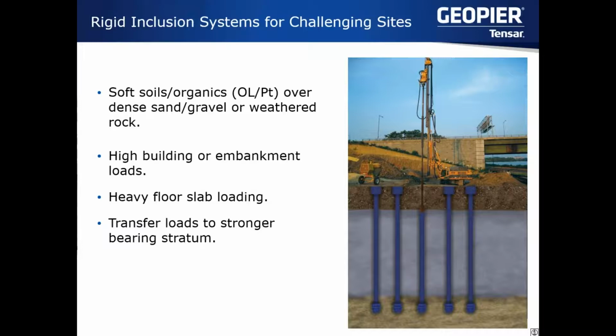And the same can be said for floor slabs. If we're dealing with heavy rack loads or heavy industrial loads, a rigid inclusion system may be appropriate depending on what the loading conditions are.